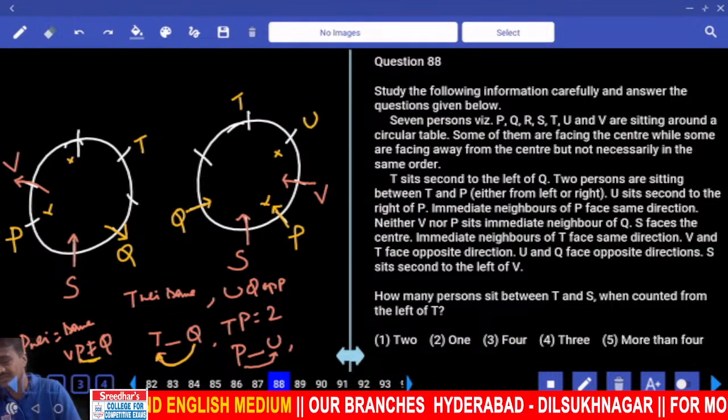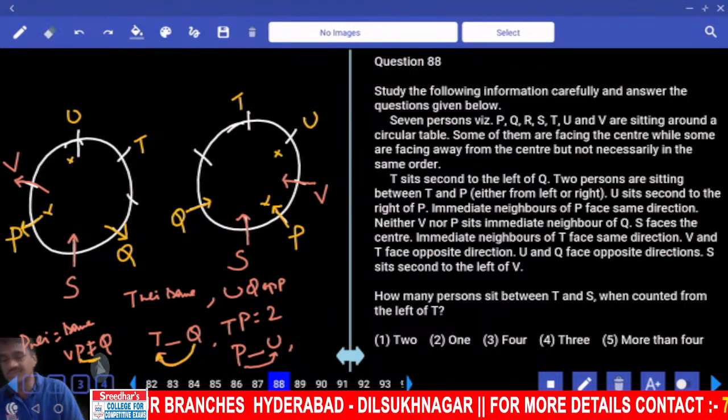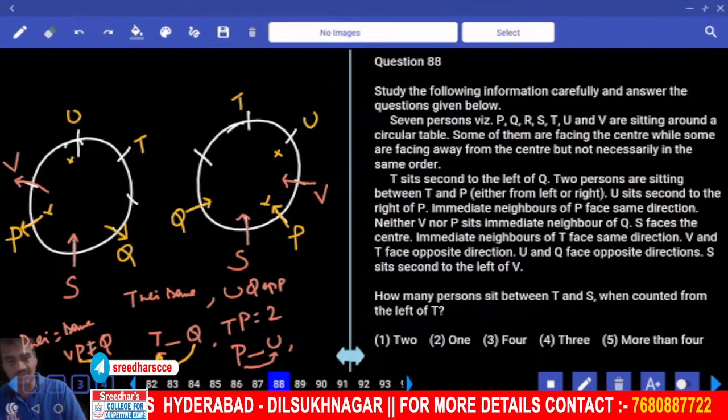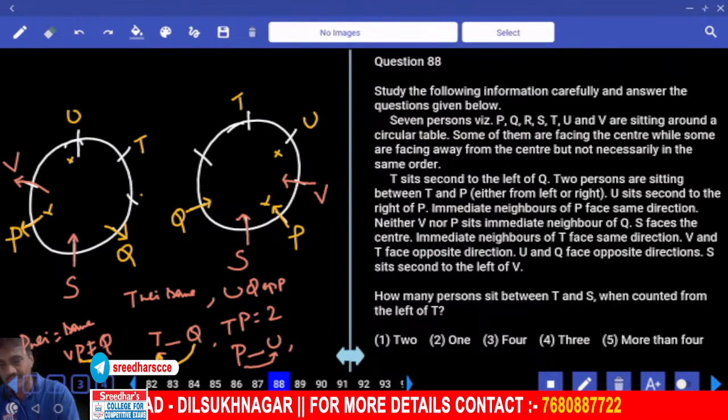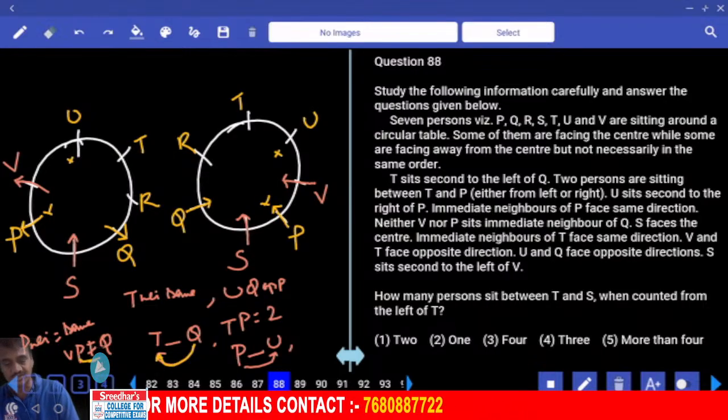P is facing the center. Now U is seated second to the right of P and P is facing away from the center. Then there is only one person who is left over. Who is that one? R. Now R must be here. If R is here, then check out the conditions here.